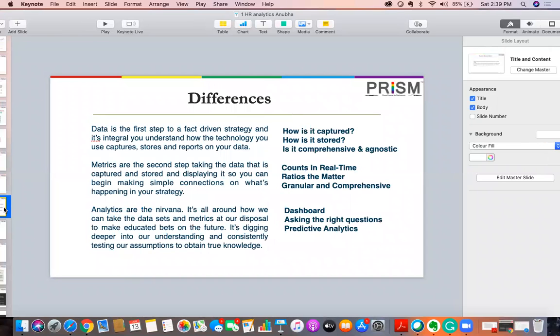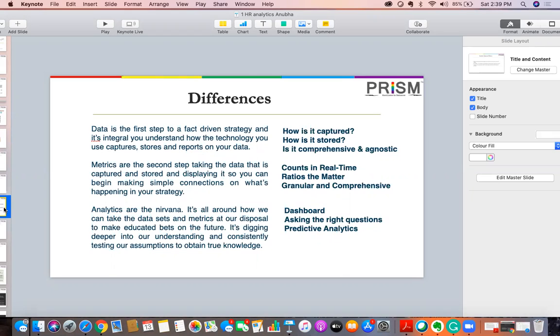I have heard these three terminologies a lot in my life, and you will see that even for you this must be a common trend and common words you must be using. So data is the first step to a fact-driven strategy, and it is integral to understanding how you can use technology to capture, store, and report on your data. When I put it in a very simplistic manner, when I use this term data, it becomes a very big selling point, especially for my company PRISM Philosophy, because it provides a solution with the data at the end of the day.